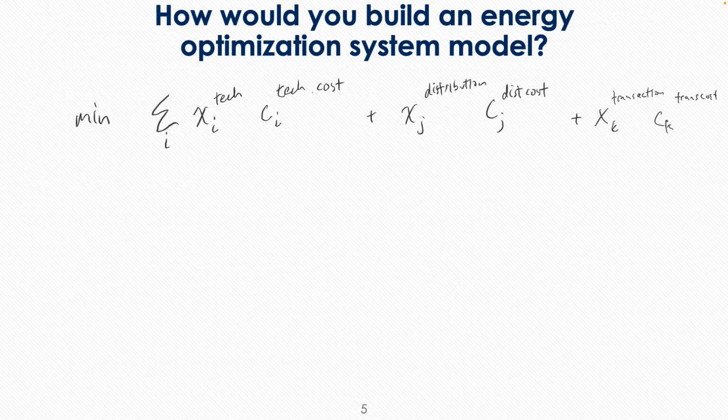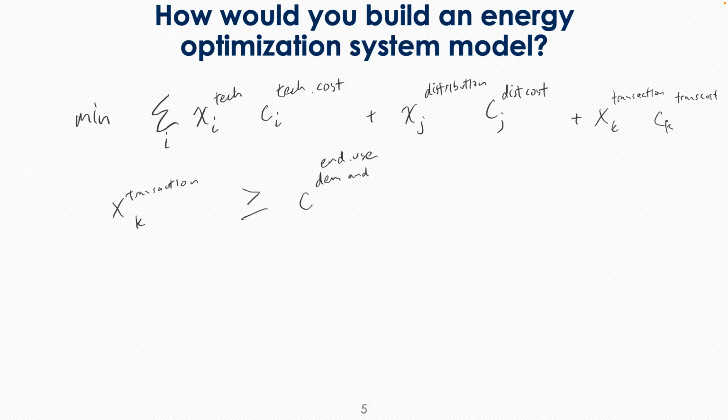Yeah, so what constraints might we build? Okay, but how do we know how many megawatts we need? Yeah, demand, right? And so basically what you're saying is that something like the amount of transaction in K has to be greater than or equal to some amount of demand, end use demand. Something like that, right?